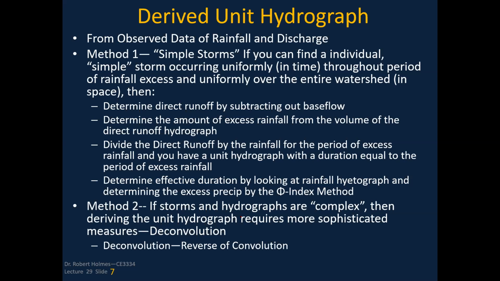For a derived unit hydrograph in method 1, from simple storms, if you can find an individual simple storm occurring uniformly in time throughout a period of rainfall excess and uniformly over the entire watershed, then we can determine the direct runoff by subtracting out base flow. Then we look at the amount of excess rainfall from the volume of that direct runoff hydrograph. And then we divide each ordinate of the hydrograph by that amount of excess rainfall in order to get the unit hydrograph.